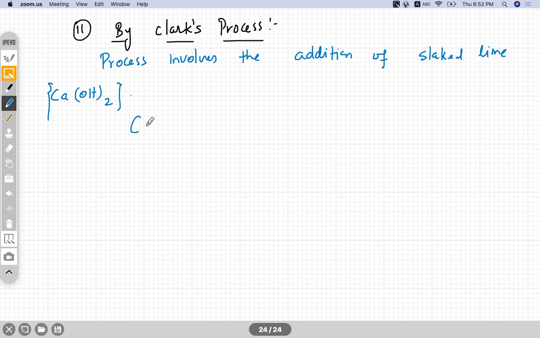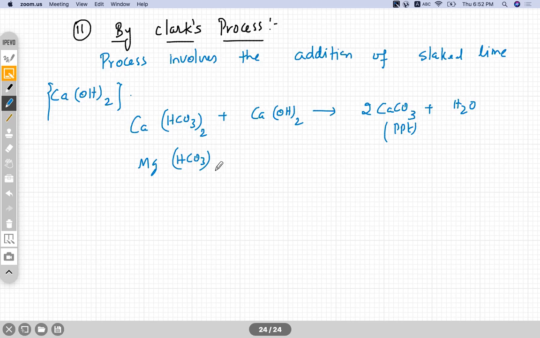So if you look at the reaction again, we have bicarbonates, Ca(HCO3)2. And when you add Ca(OH)2 to this, it converts into two molecules of CaCO3 and H2O. Again, this carbonate precipitates. The next one is Mg(HCO3)2, which reacts with Ca(OH)2 and converts into CaCO3 plus H2O. Right, this is the reaction.